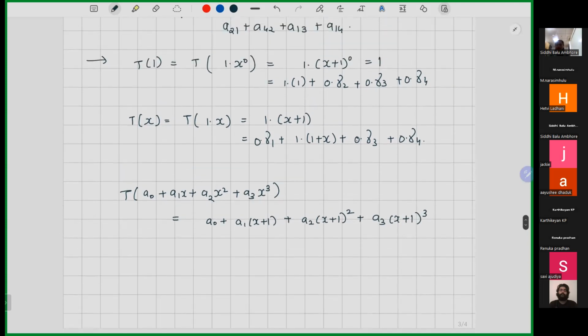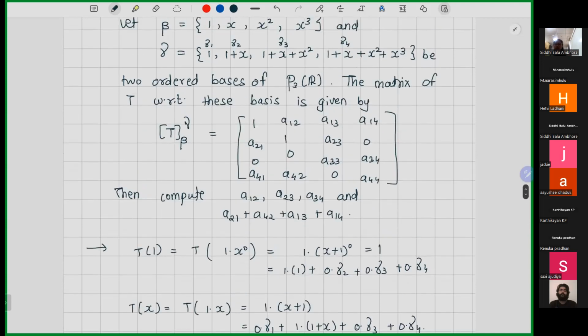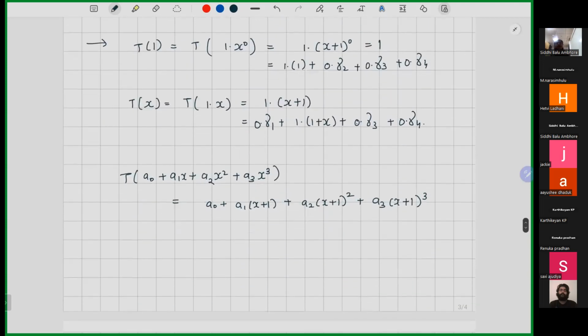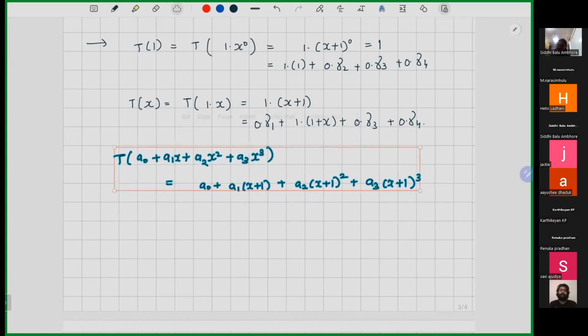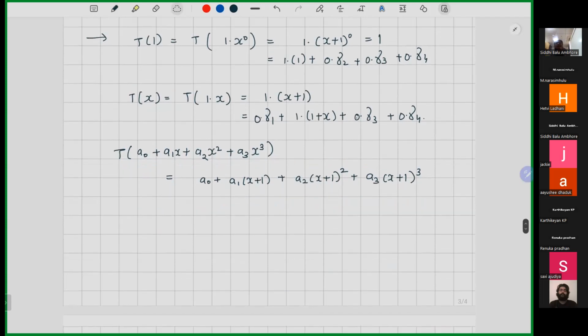Here, T of 1 is what? It is a single variable. We are just going to x plus 1 and its power. Okay, I hope now it is clear, right? So now it is clear what exactly I'm doing.